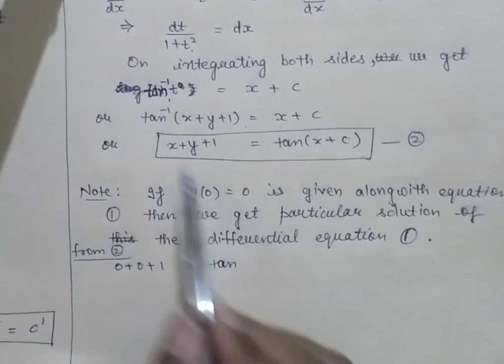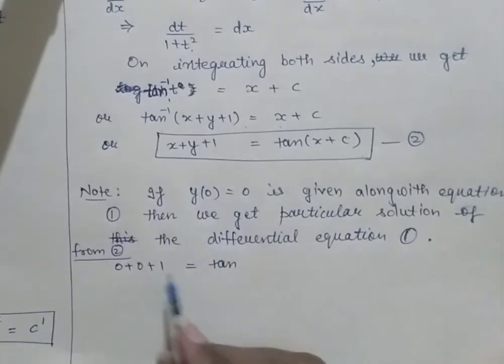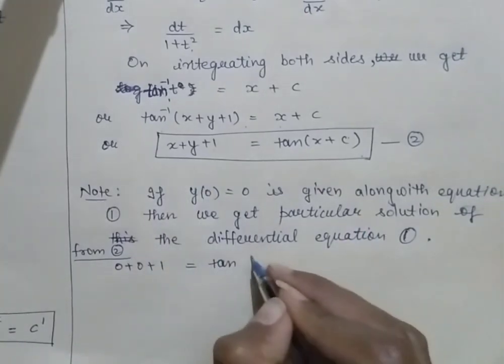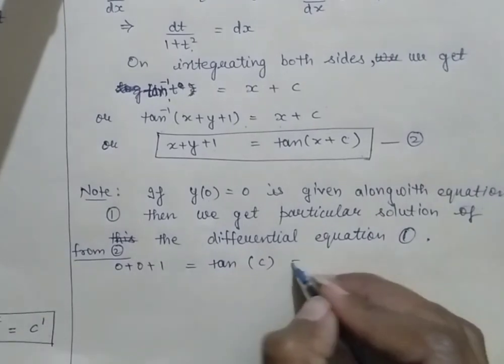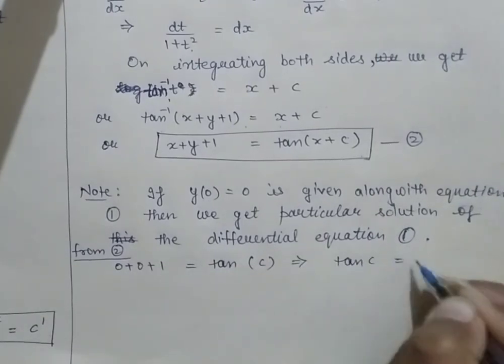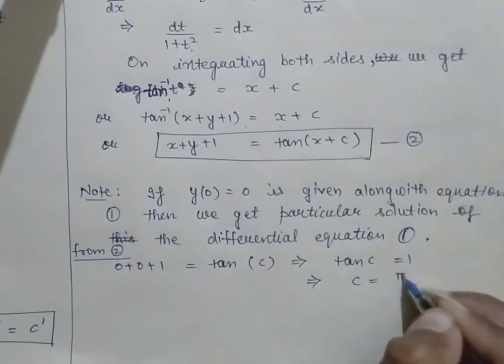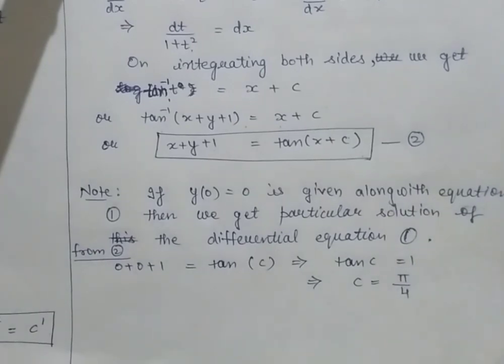We substitute x = 0 and y = 0. So this is 0 plus 1 equal to tan(0 plus c), that is tan c. This implies tan c equal to 1, which implies c is equal to pi by 4. So we get the value of c.